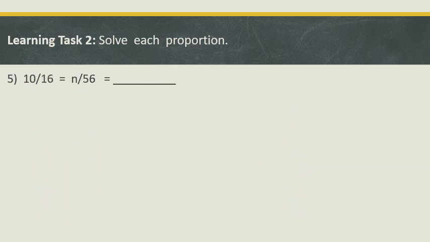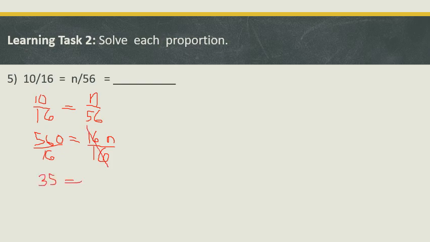And last, number 5. So, we have 10 is to 16 as n is to 56. So, 10 times 56 is 560. 16 times n is 16n. So, saan po sila i-divide? Sa 16. Kasi yun ang katabi ng n. 560 divided by 16 is 35. 16n divided by 16 is n. So, ang answer natin dito is 35.